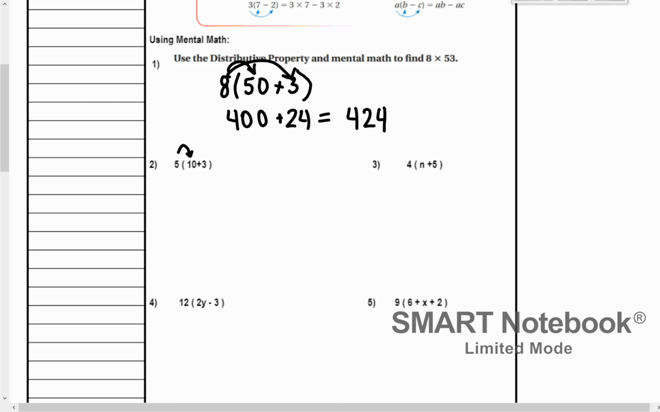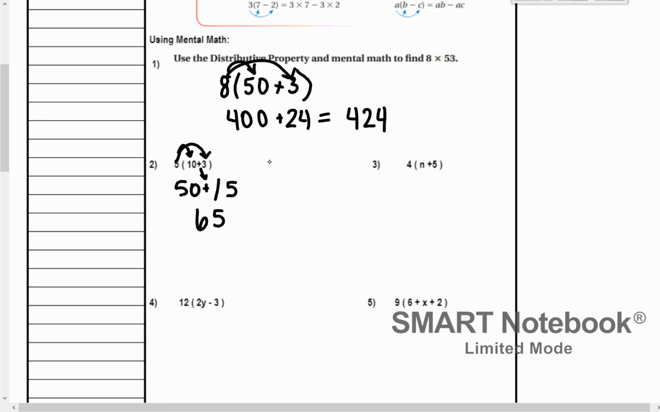I like to do my little distribute arrows because those are so important to make sure that we don't accidentally do like 5 times 10 is 50 and then just do a plus 3. Okay, we need to distribute that 5 being multiplied to both of the numbers inside the parentheses. So it's 5 times 10, which is 50, plus, because we have an addition sign in our parentheses, then 5 times 3, which is 15. 50 plus 15, 65.